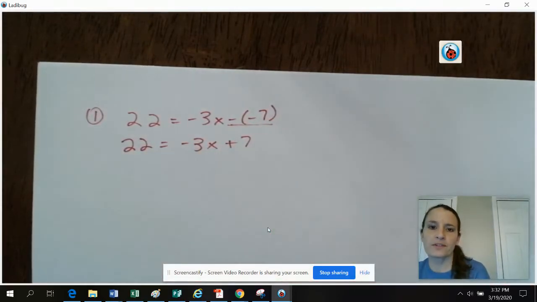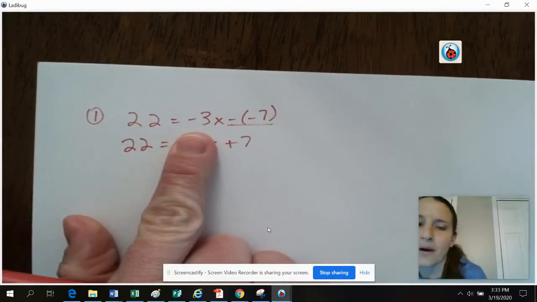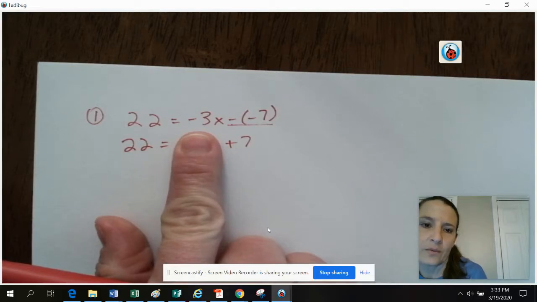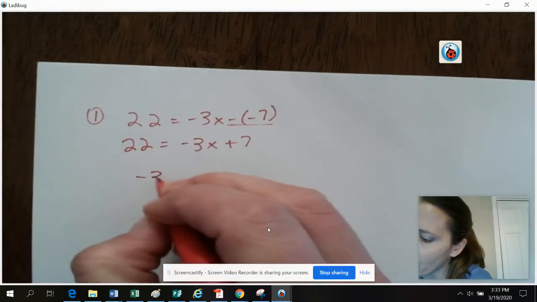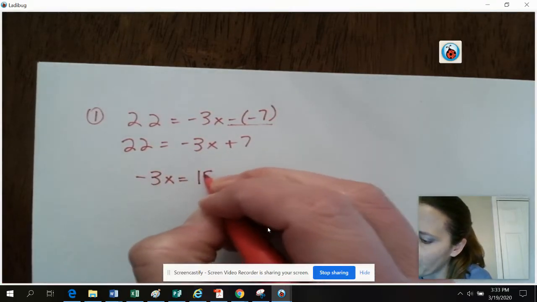And before we even start drawing a diagram, let's make sense of this. What number plus 7 has to equal 22? We know that that number is 15. So that means that negative 3x has to equal 15.